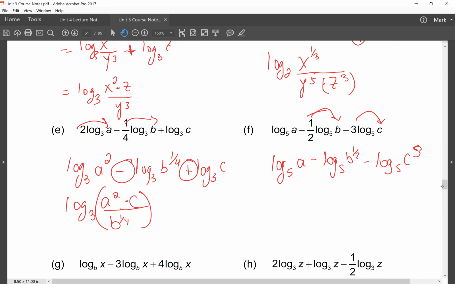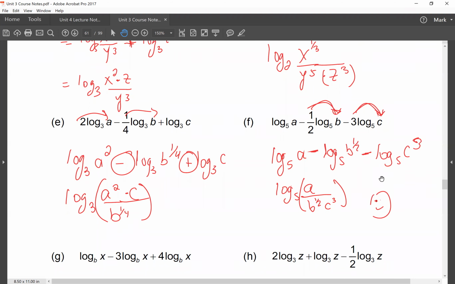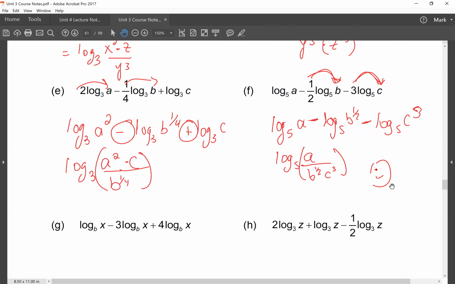So the 1/2 goes up here with the b. The 3 goes up here with the c. Now they're both subtracted. They're both going to be divided. So this would be log 5a over b to the 1/2 c to the 3. Whoop. Ooh, that's a weird looking face. There we go. Okay. Let's look at a harder one.